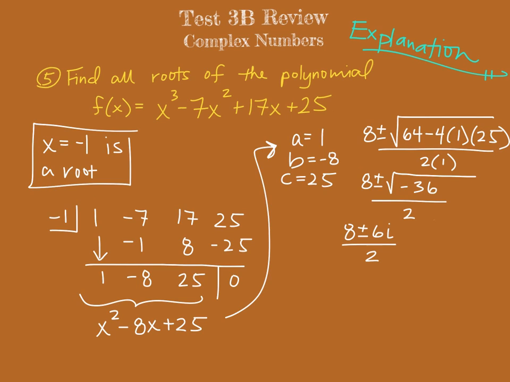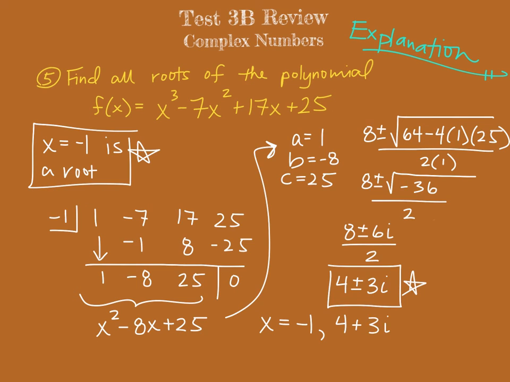Then we can simplify all of this. Since we can simplify all three terms, we'll divide them all by 2 and end up with 4 plus or minus 3i all over 1. We don't need to write the over 1. 4 plus 3i and 4 minus 3i are our final two roots. Therefore, our three roots are x equals negative 1, that's our real root we got from the graph. Then the complex roots are 4 plus 3i and 4 minus 3i that we got through synthetic division to get down to a quadratic, and then using the quadratic formula to solve the quadratic.